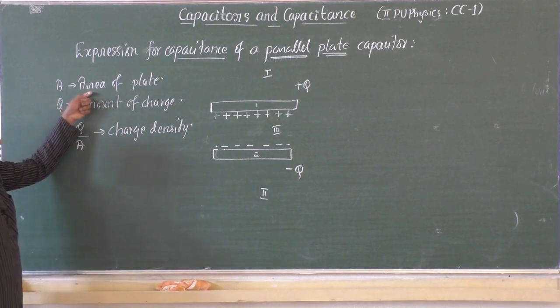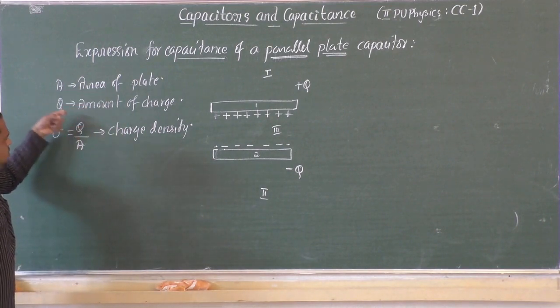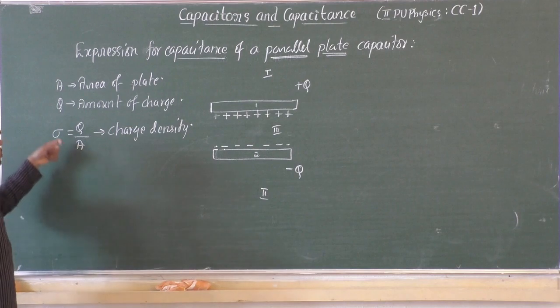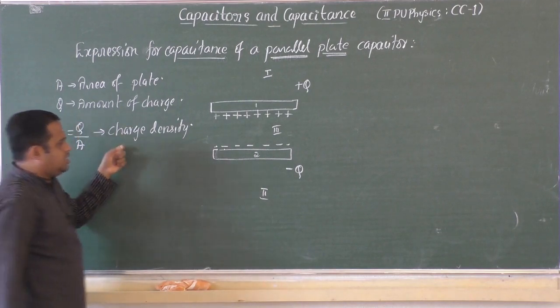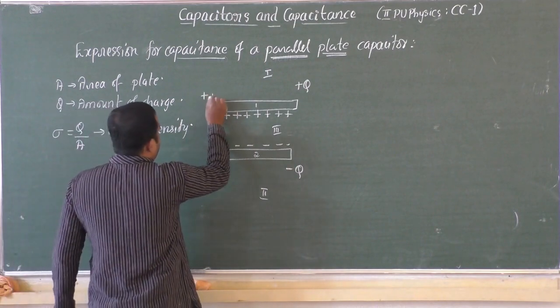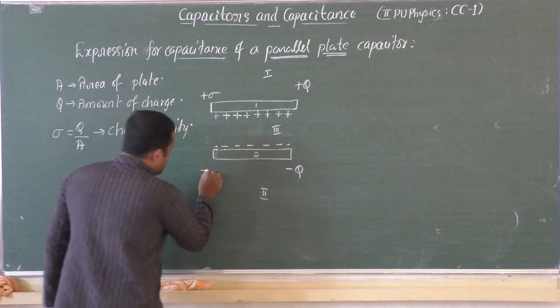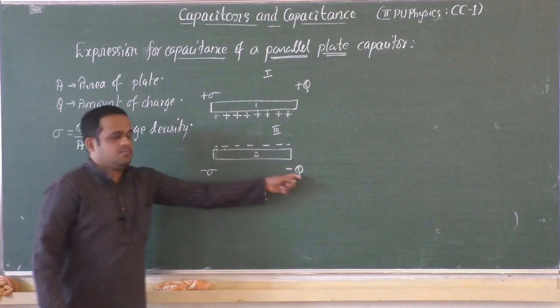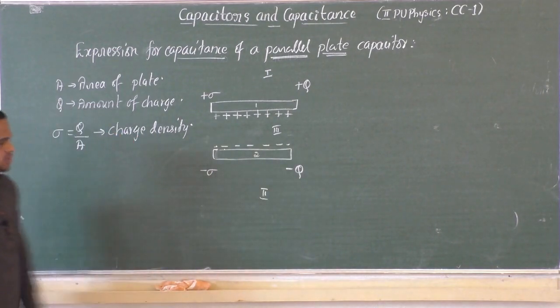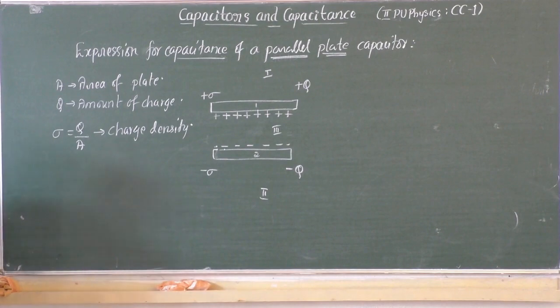Q is the area of each plate of the capacitor. Q is the amount of charge stored. Sigma is called charge density, Q divided by A. In case of this plate, plus sigma is the charge density. In case of this plate, minus sigma is the charge density, because minus Q is the amount of charge stored. I think it is clear.